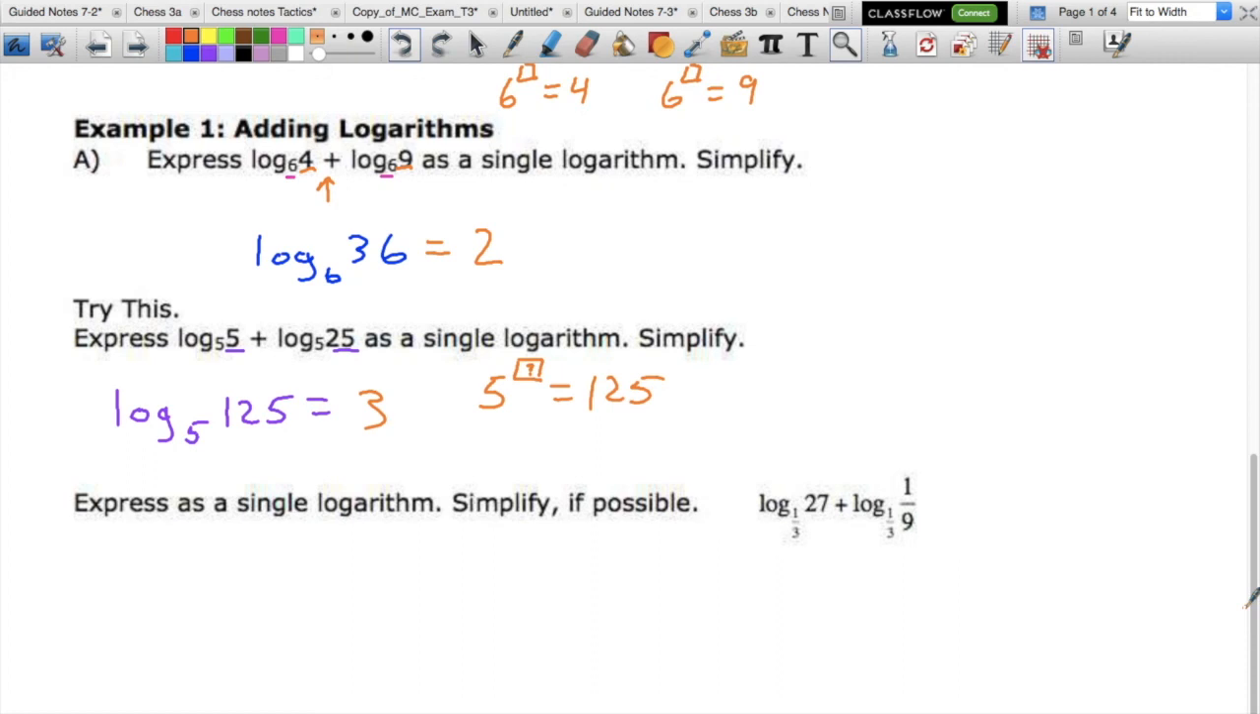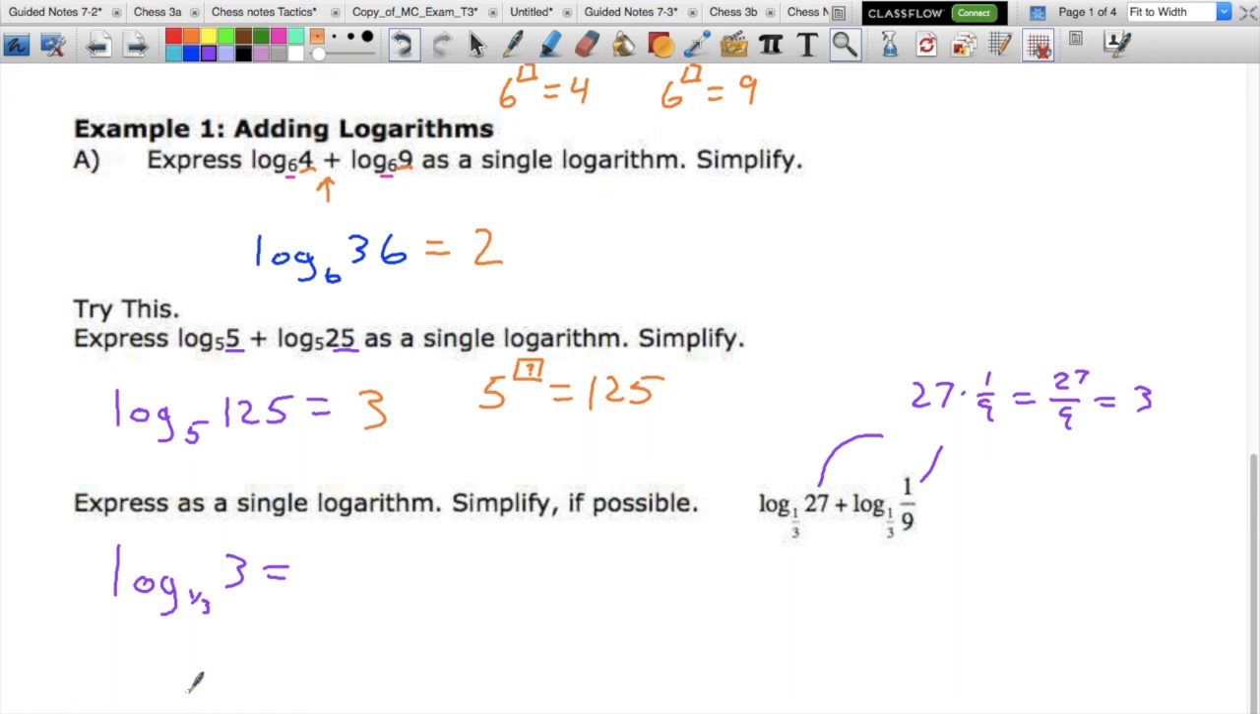All right, let's try one more. Express as a single logarithm, simplify if possible. So log base 1/3 of what? 27 by 9. Yeah, 27 and 1/9, right? 27 times 1/9, or 27 divided by 9 equals 3. So this is log base 1/3 of 3.